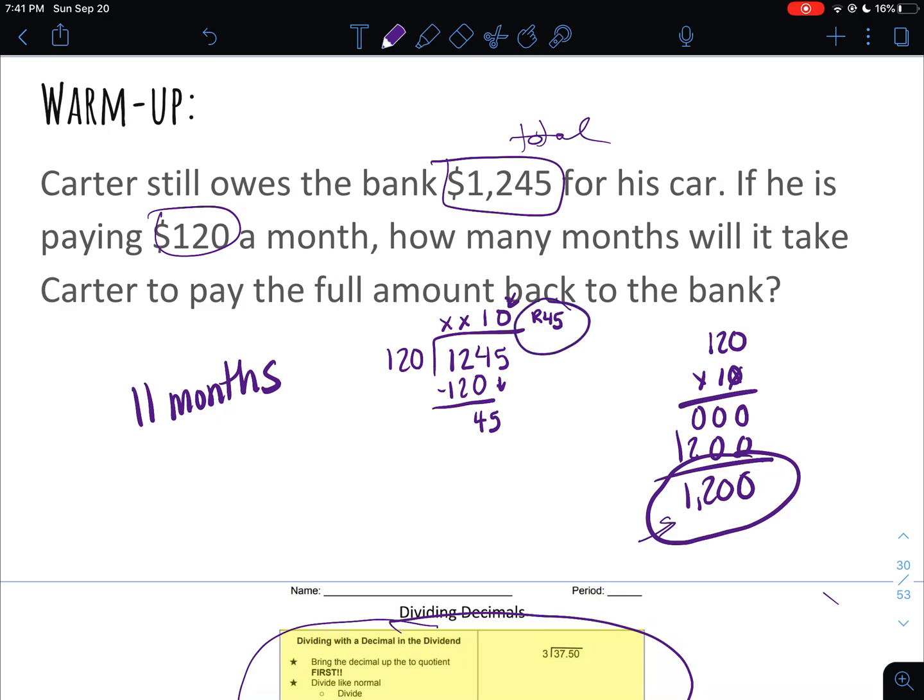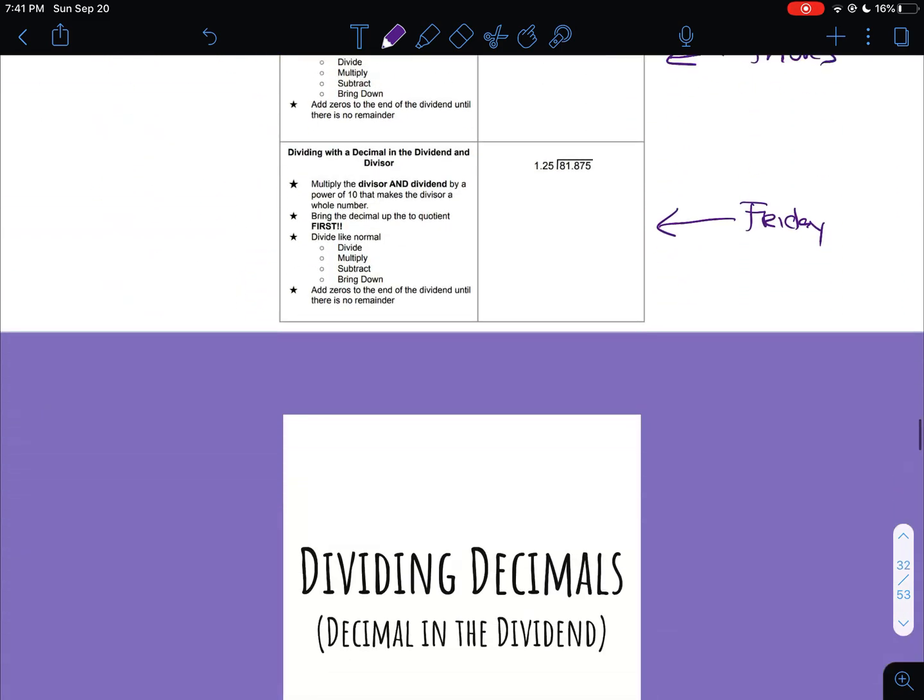Granted, his last payment's only going to be $45 because he doesn't have to pay another $120 because he doesn't owe that. But he will have to wait for 11 months to pay back the car. So if you got 11 months, good job. If you got 10, you were so close. But keep in mind, it does have to be a whole number.